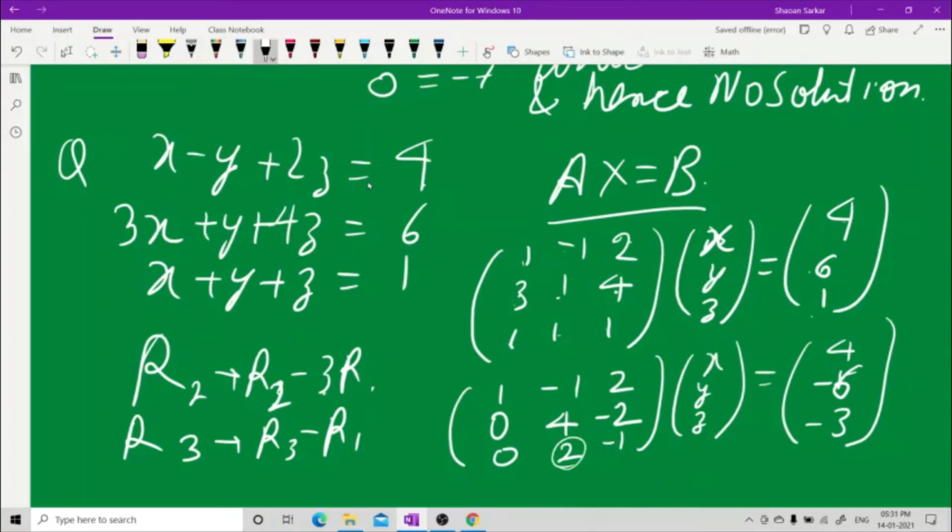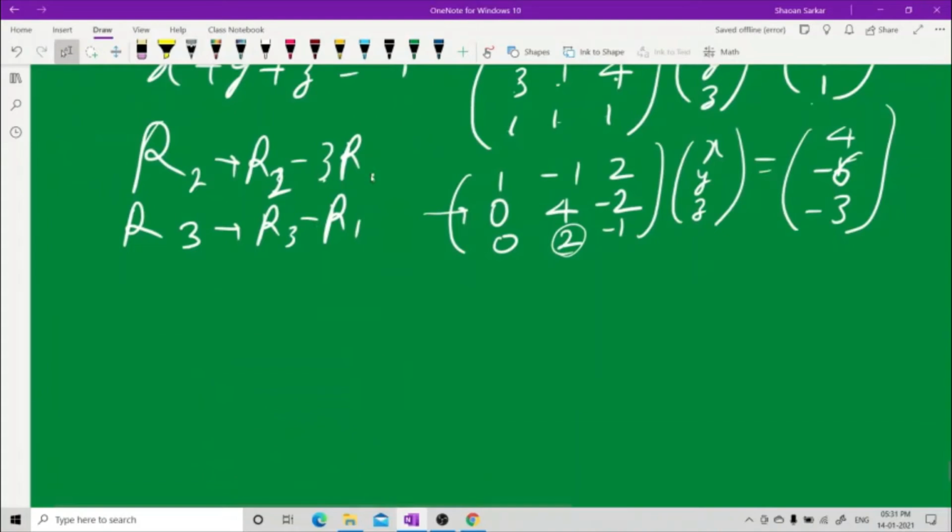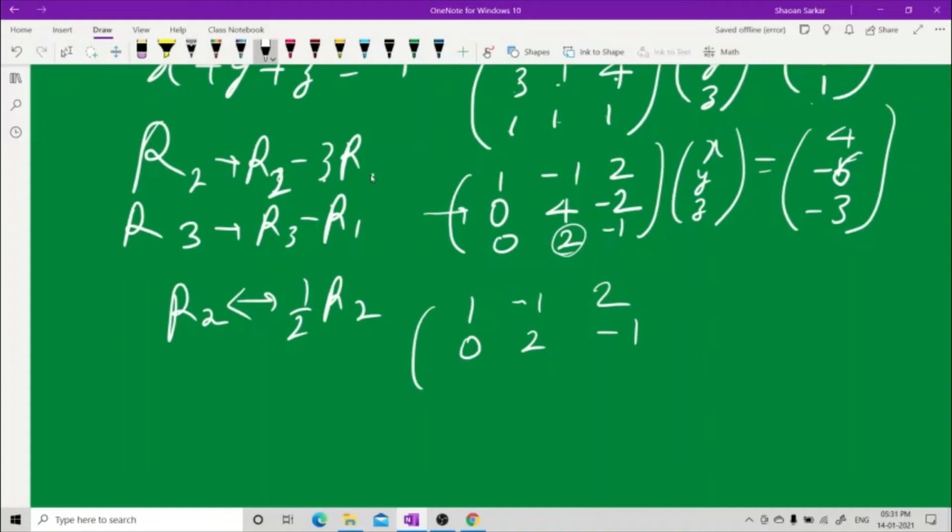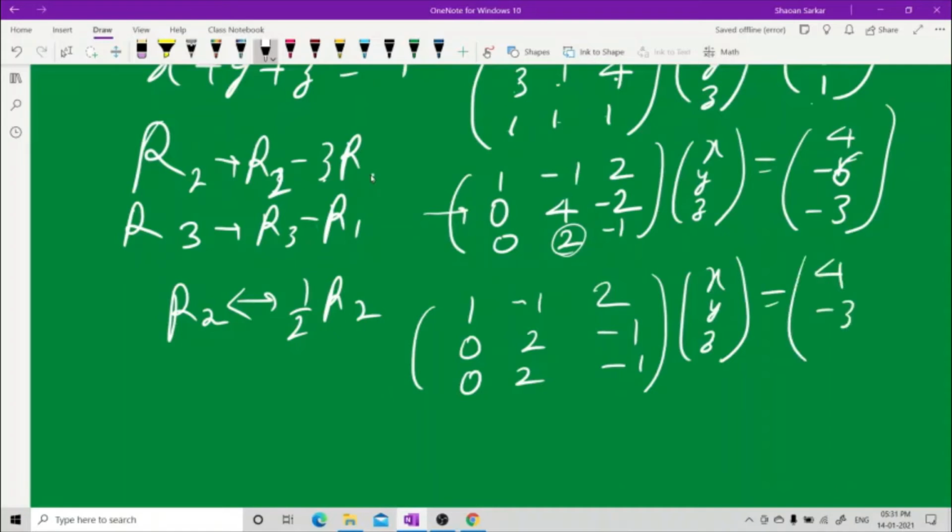Now I have to make this 0. So what I'll do is that I'll divide the second row with 2. R2 is half R2. So this will become 1 minus 1, 2, 0, 2 minus 1, 0, 2 minus 1, copied as it is. This is x, y, z. This is 4. Now this is minus 3 and minus 3. Now I have to make this 0. The operation would be R3 is R3 minus R2.